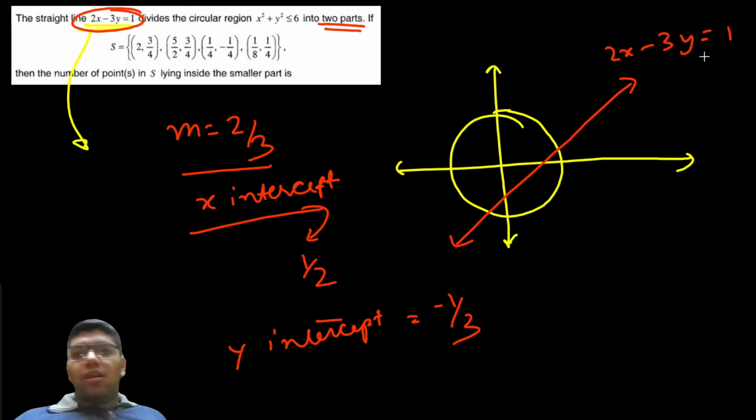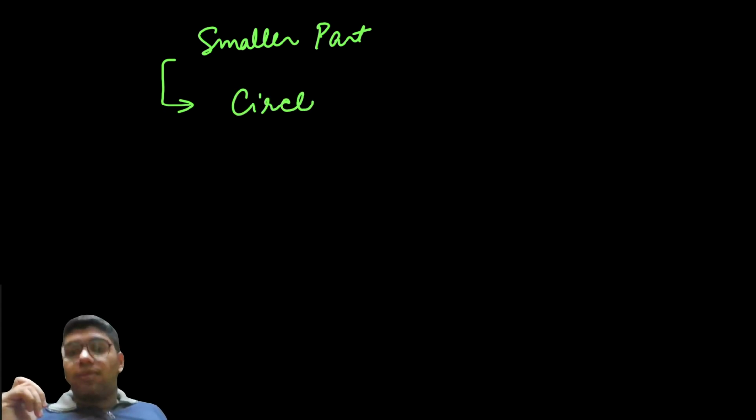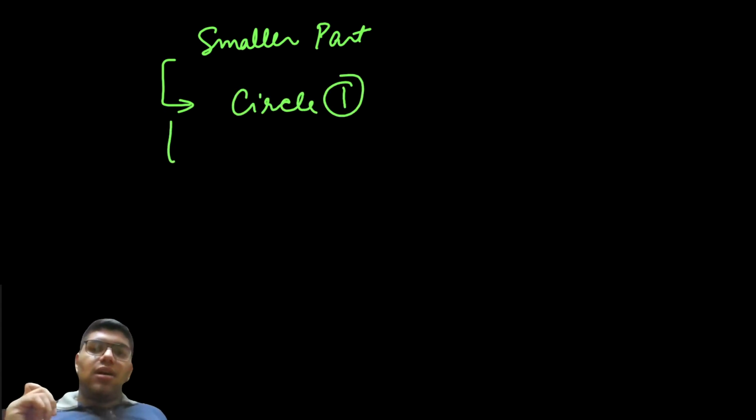Okay. Now let us try to understand one more thing. We have to find some things. I'll discuss the criteria for how you can check how many points are lying in the smaller part. So for a point to lie in the smaller part, there are two conditions. First of all, it should lie in the circle. First thing, and second thing, it should lie in the smaller part.